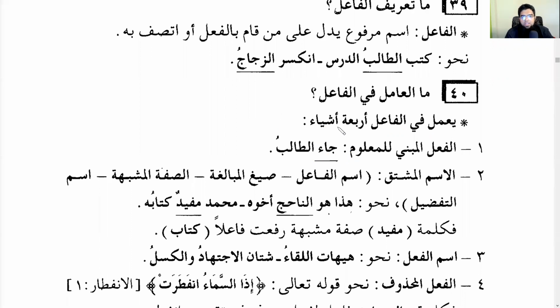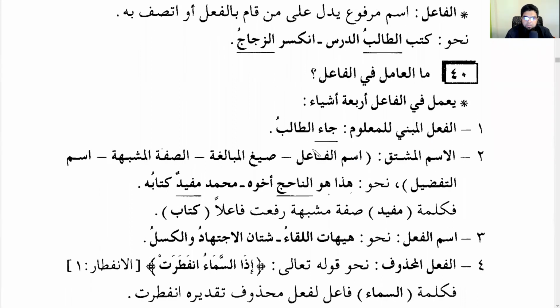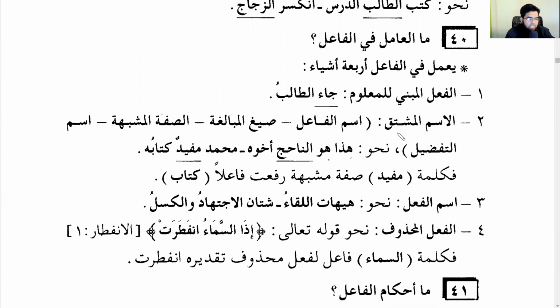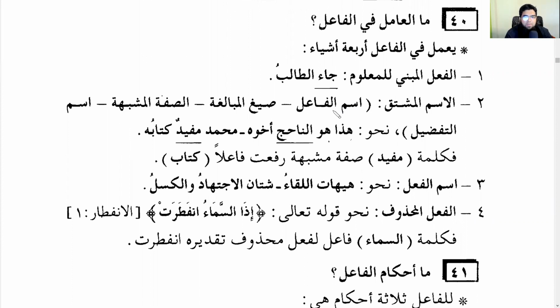Like جاء الطالب, the student came. So this is الفعل المبني للمعلوم. Or it could be an اسم المشتق, a derived noun. And these are: ismul fa'il, sighatul mubalagha, sifatul mushabbaha, ismul tafdil. Ismul fa'il is the noun on the pattern of ismul fa'il. Like khalaqa, what is the ismul fa'il?